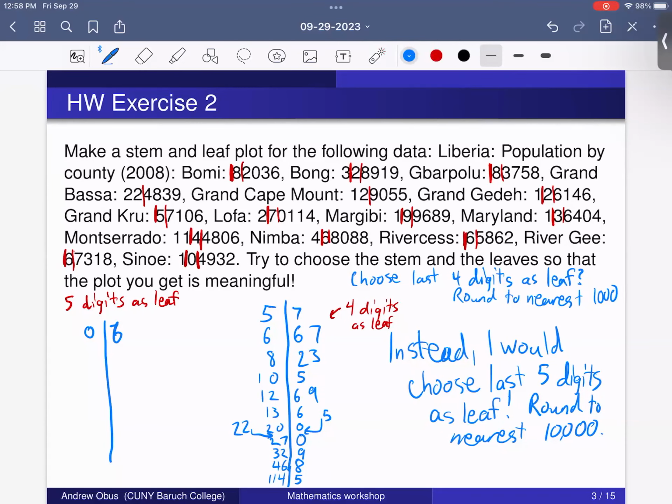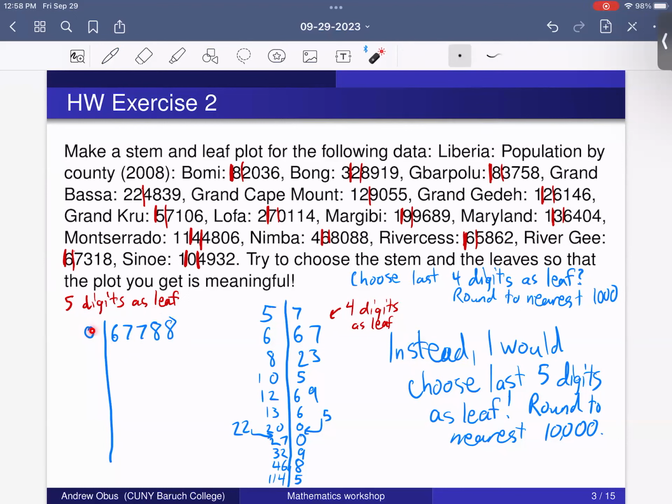So I'd have here 6, 7, 7, 8, 8 as my, sorry, let me fix that. I would have 6, 7, 7, 8, 8 as my leaves for the stem being 0. That's going to cover all of the 5-digit counties.